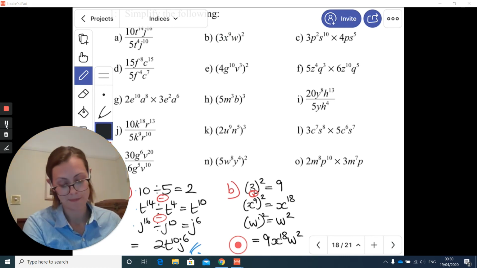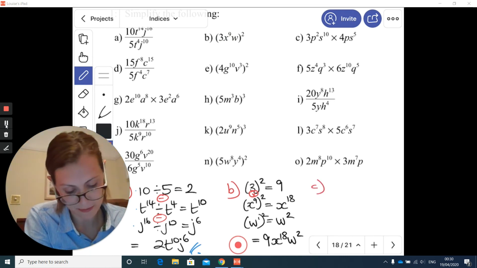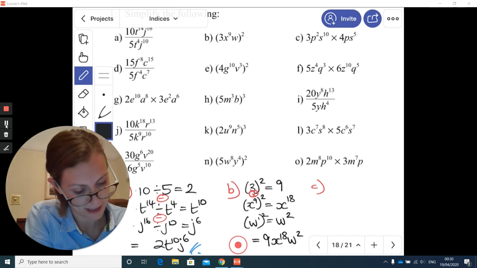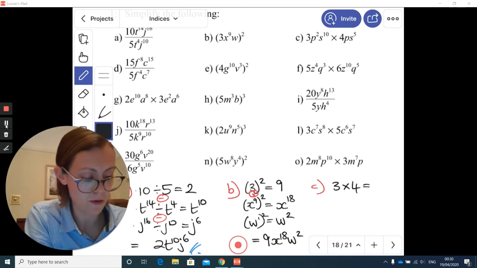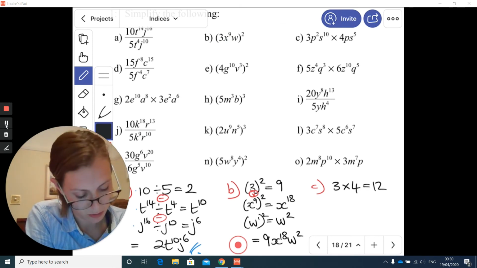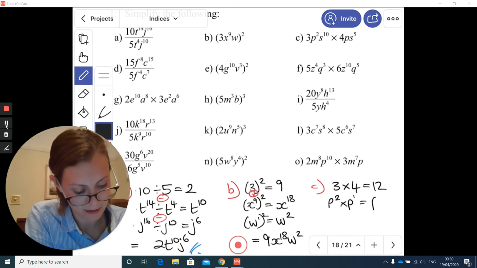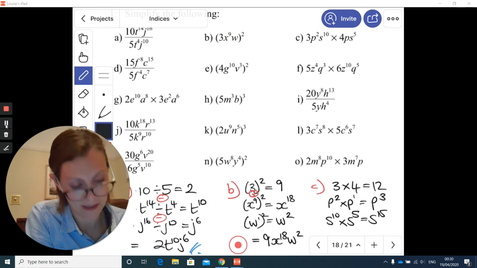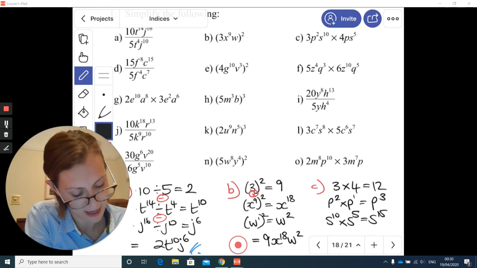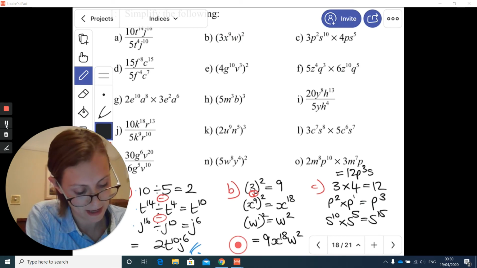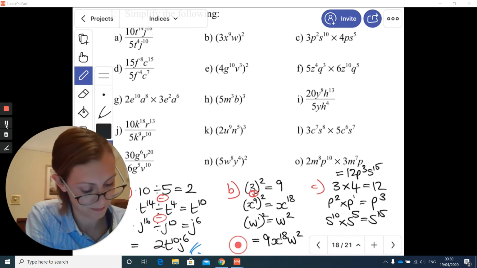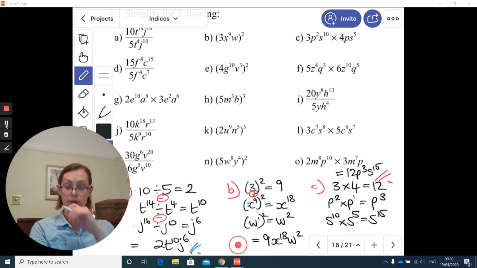Okay, and let's just finish by doing one multiplication. So we're going to split it up. For part C, you would do 3 times 4, which is 12. You would do p squared times p, which will make p to the power 1, so become p to the power 3. And you've got s to the power 10 times s to the power 5, so s to the 15. So your final answer here would be 12 p cubed s to the power of 15.